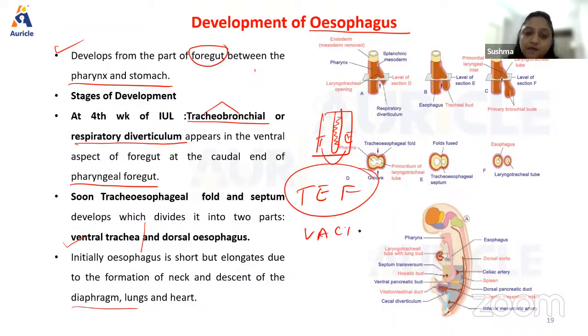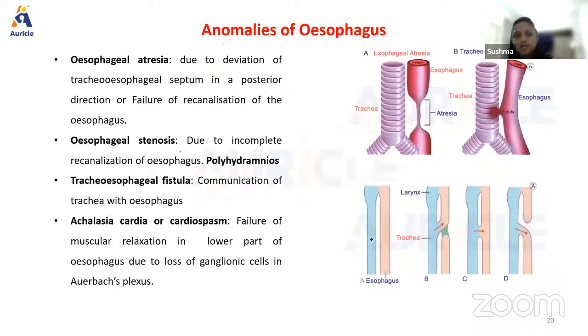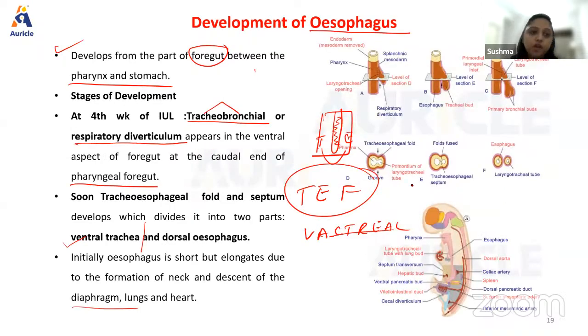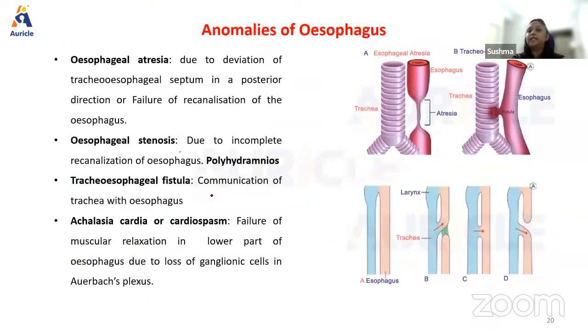called tracheoesophageal defects. I am sure you will learn all of this when you come to your surgical classes, but know that there is a septum that divides the tracheobronchial or respiratory diverticulum, like what I have drawn over here, and that separates the trachea and the esophagus. Let us say that resorption of the septum has taken place, or sometimes it's not properly developed. That is what causes this communication between the trachea and the esophagus.